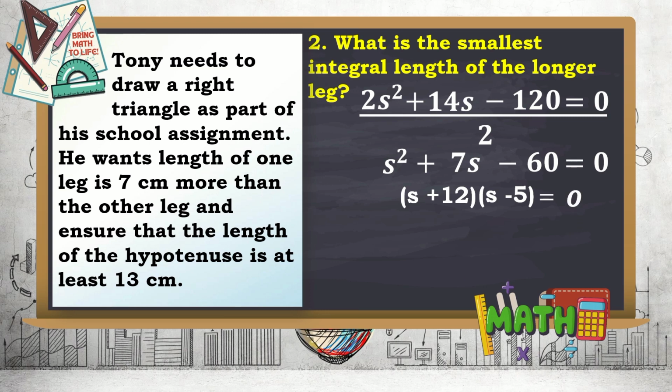Applying the zero product property, equate each factor to 0. We have S plus 12 is equal to 0 and S minus 5 is equal to 0. Applying the properties of equality to solve for the value of S, we have S is equal to negative 12 and S is equal to positive 5.